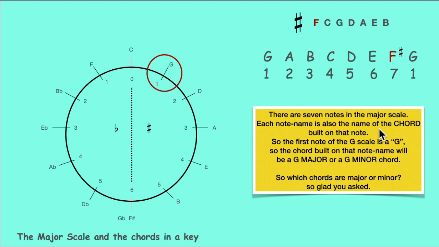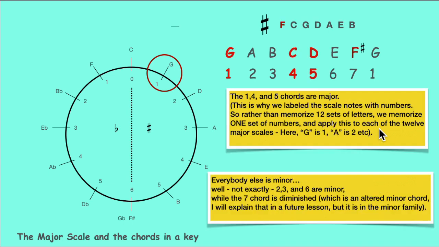By the way, have you noticed the new principle we added here? We put numbers under the notes. That's important. We'll talk about that in the next slide. 1, 4, and 5 chords are major. I've got them highlighted in red here.